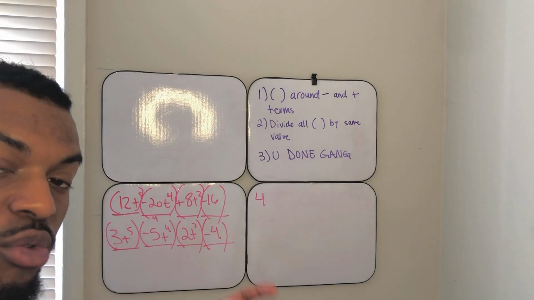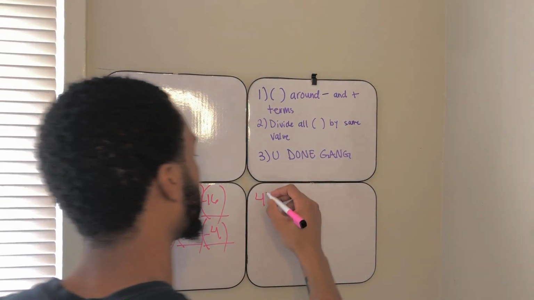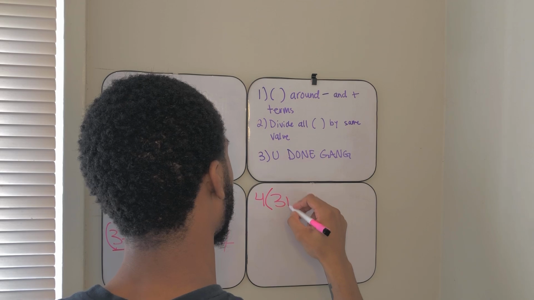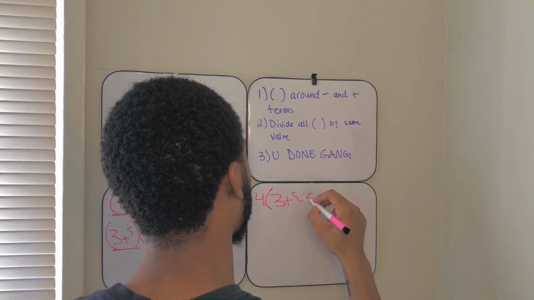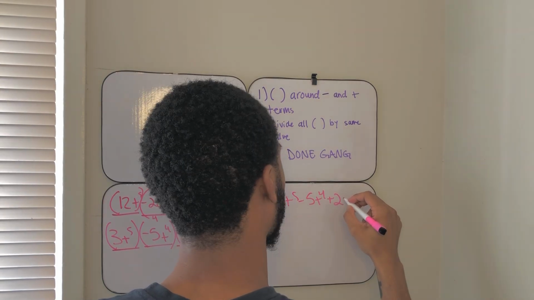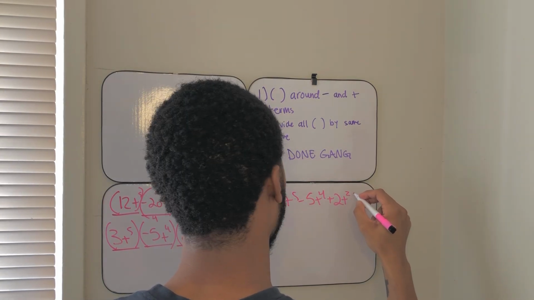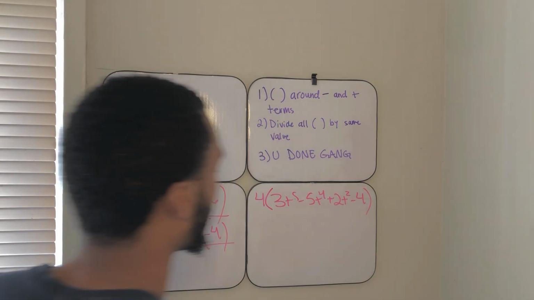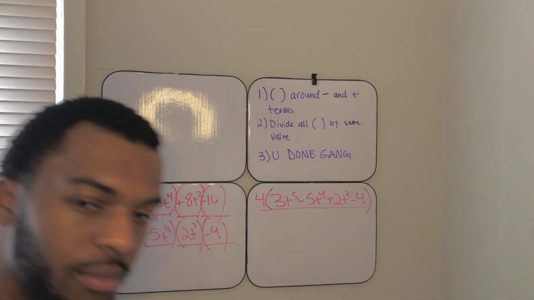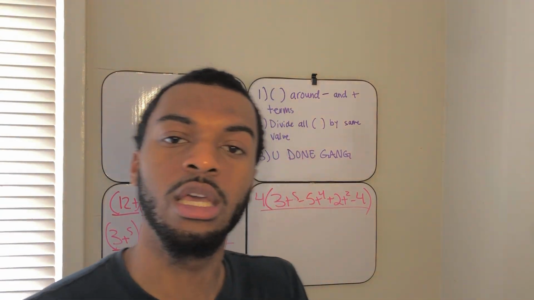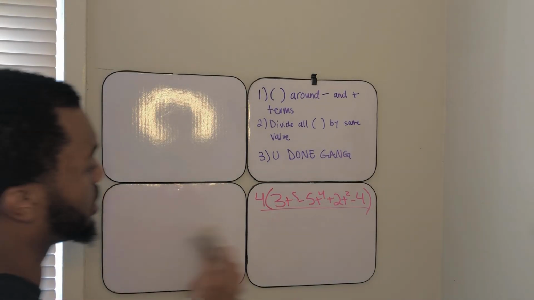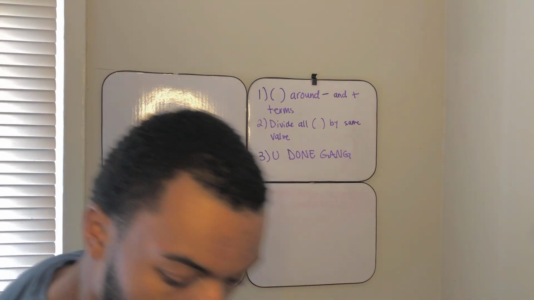What we do to one parenthesis, we have to do to all of them. So the answer to this is just 4, and then we put this inside this parenthesis: 3t to the fifth minus 5t to the fourth plus 2t squared minus 4. And this is our answer right here. I know that might be a lot, but we're going to do a bunch of examples in this video. The more you do it, the easier it is. So let's try another example.